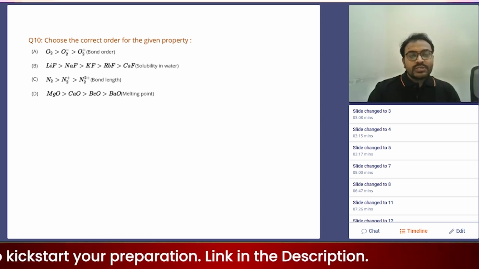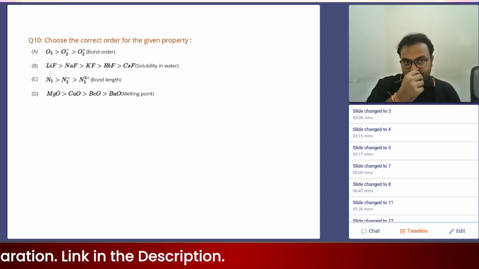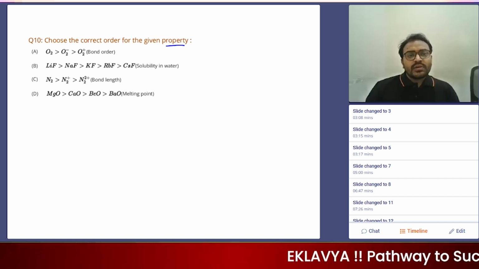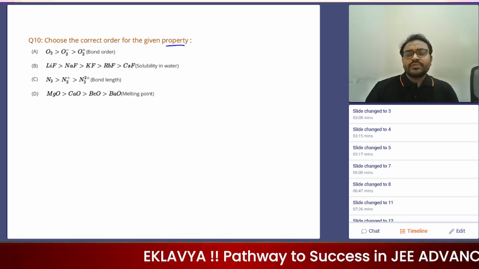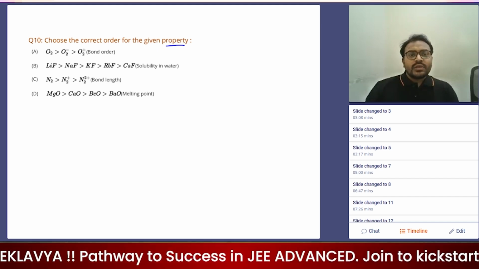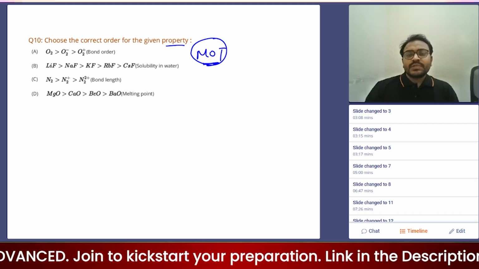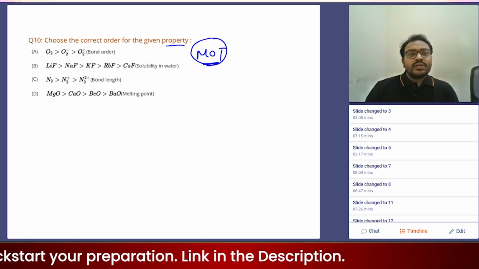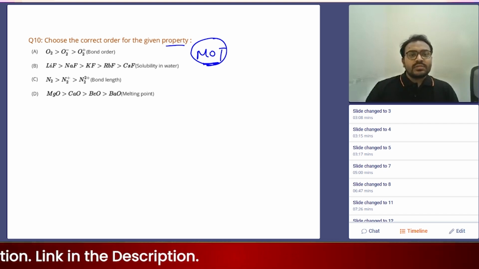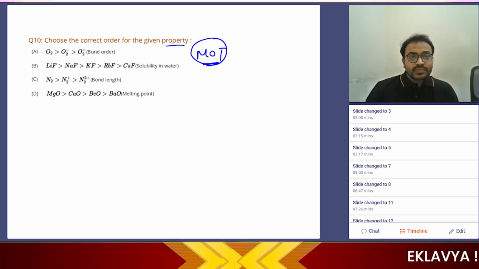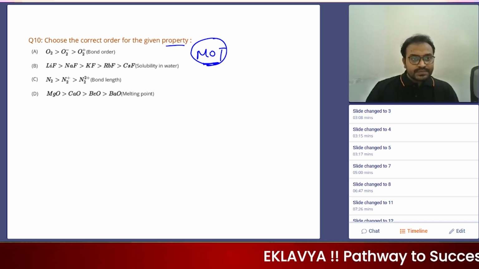Now next question, choose the correct order for the given property. O2 minus 1, O2 plus bond order. So bond order we have to find out. We can use MOT, molecular orbital theory, right? By using molecular orbital theory, we will get the bond orders. And this is not the actual correct bond order for this question.